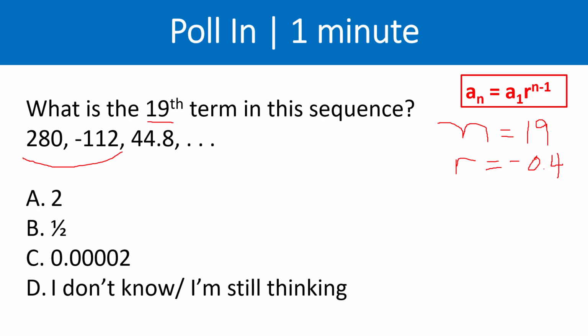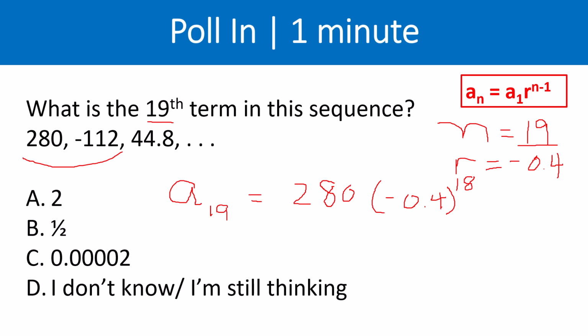Let's put it into this formula. So A sub 19 is equal to the first term, 280, that's A sub 1, times the common ratio, negative 0.4, raised to the n minus 1. Now remember, n is 19, subtract 1, that's raised to the 18th power.